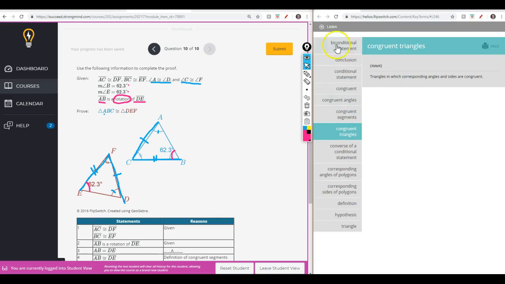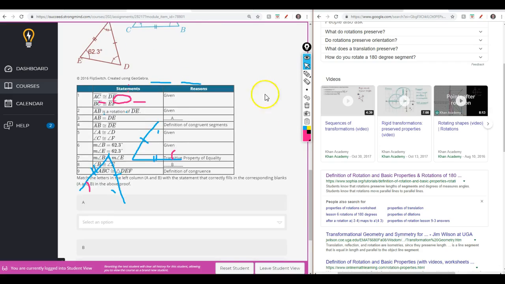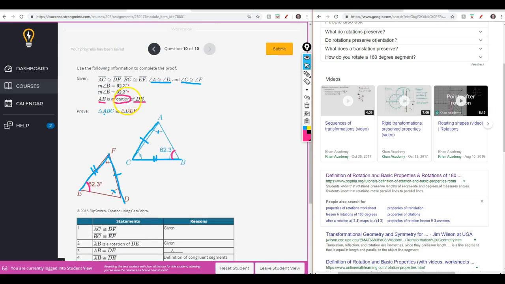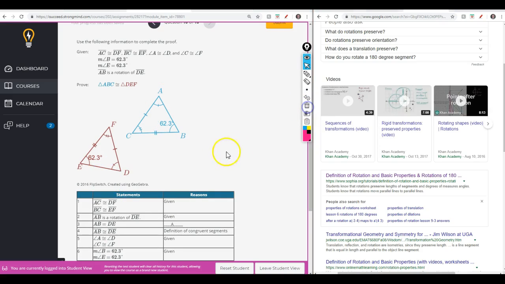So then I would go to our key terms. Doesn't have anything on a rotation. So since I didn't find one that I liked in this, I would actually use this Khan Academy Rigid Transformations 1 to go through it. But since I'm wanting to save a little bit of time, a rotation preserves distance and shape. So if a segment's rotated, that means that same segment has the same distance. So knowing that, I would write that down in my notes.